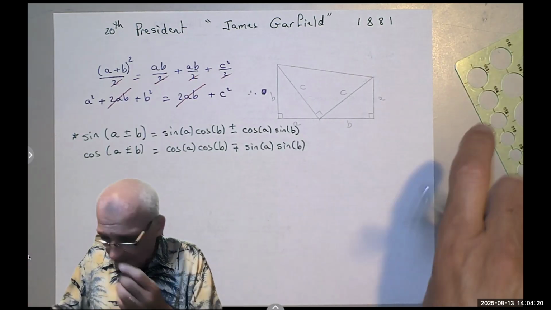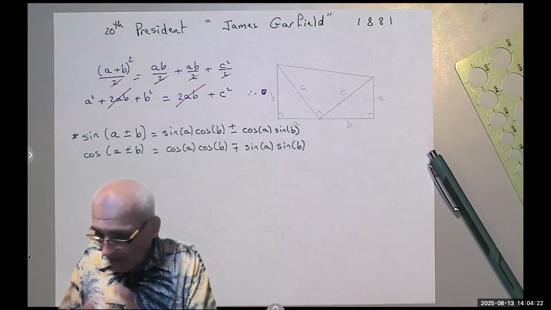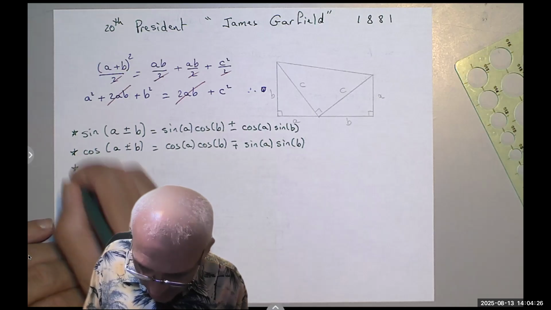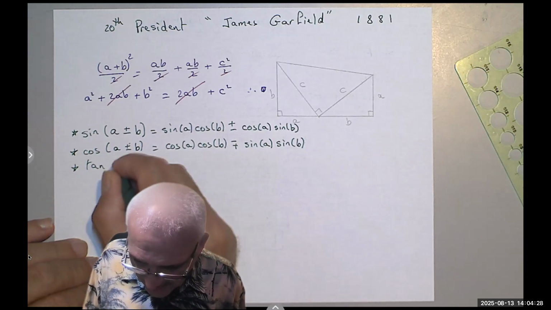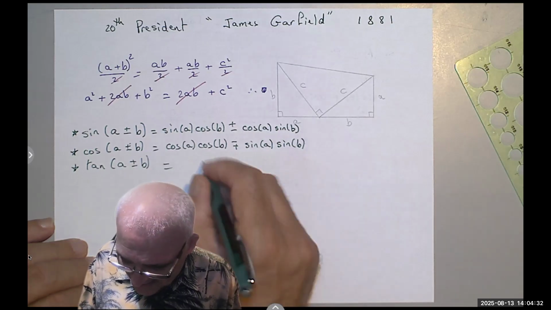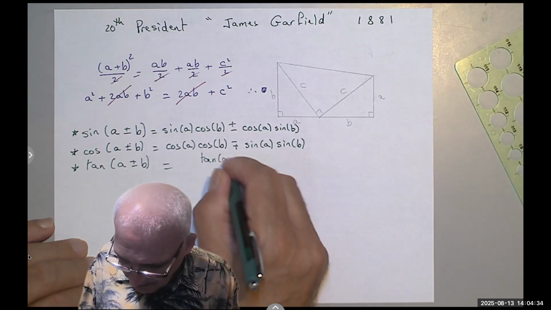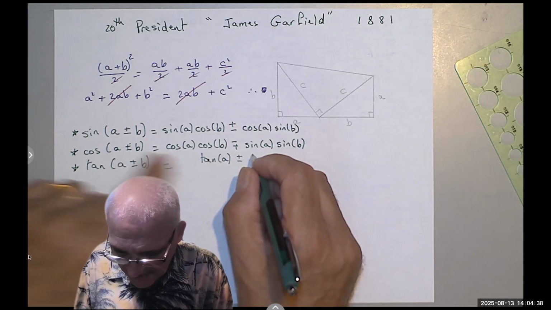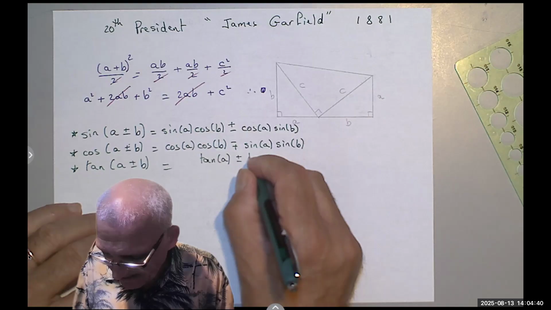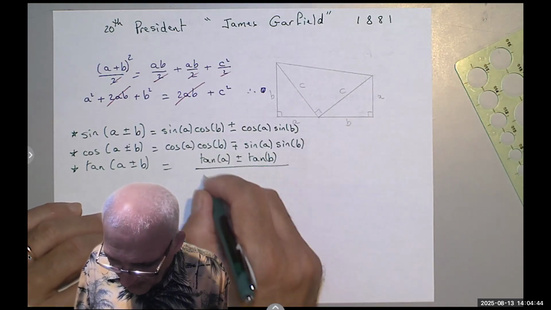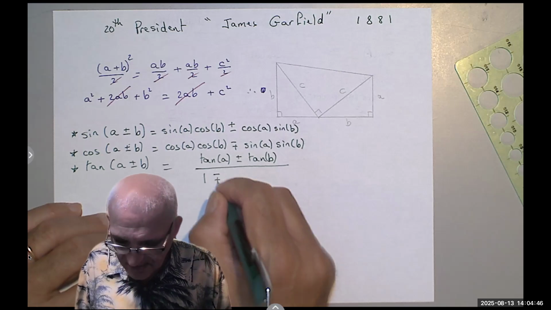Okay, so that's the second one. The third one would be the tan. Tan of A plus or minus B equals tan A plus or minus tan B. So if it's plus, you add. If it's minus, you subtract, divided by 1 minus plus.